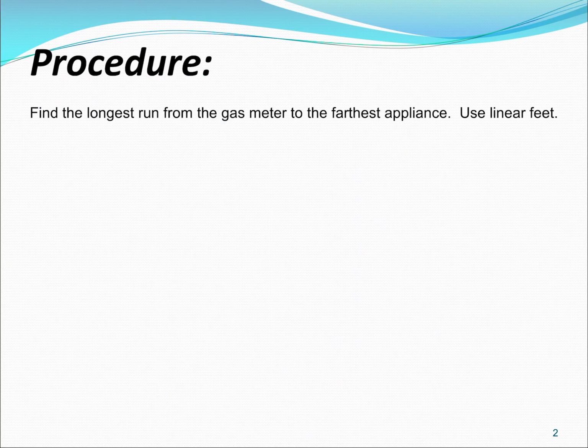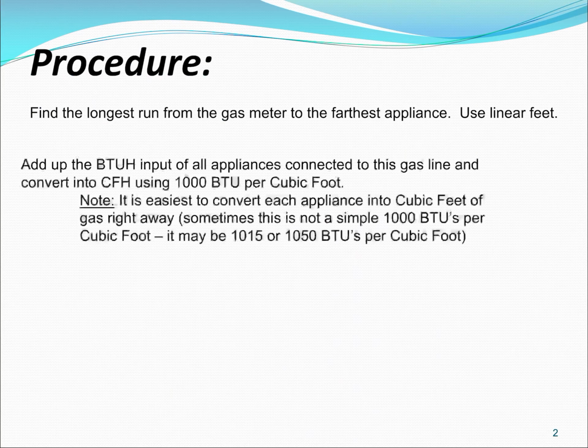So the procedure that we should be using is, first of all, let's figure out what our longest run is from the gas meter or from the last regulator to that appliance in linear feet. Make sure you are considering when you've got to go up and down or around things to get an appropriate distance. We've got to add up all of those BTUs for that input on every one of those appliances to the gas line. Convert it all to cubic feet.